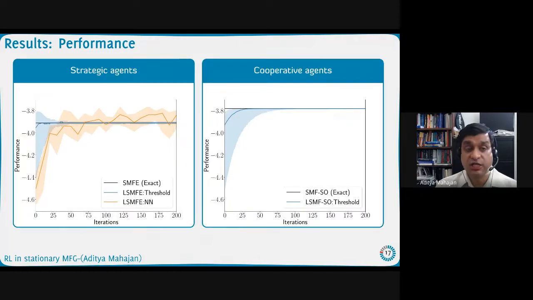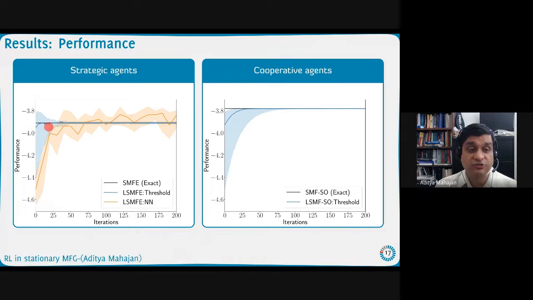So this is the performance of these systems. First, look at the setting when we have strategic agents. I'm showing three curves. The straight line is the stationary mean field equilibrium, in this case, which can be computed exactly by solving an analytic equation.